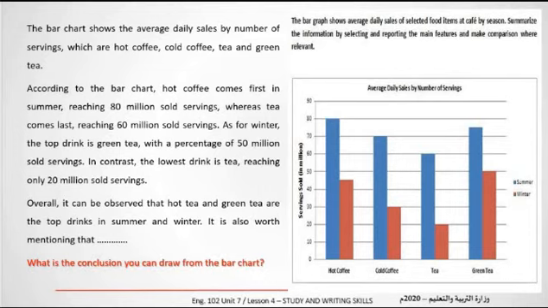We have Fahad Yusuf Mansour. He says hot coffee is the most popular in summer and tea is the least popular in winter. Well done. Ali Mukhtar says hot coffee is the most popular drink in summer and green tea is the most popular drink in winter, while tea is the least popular drink in both. Excellent. In both summer and winter. So as I said, tea is losing popularity.